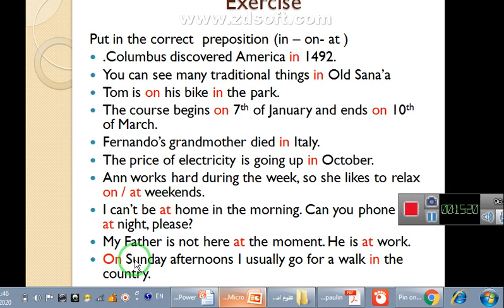On Sunday afternoons، هنا Sunday it means what؟ يوم الأحد، فبستخدم معاها on. Okay, I usually go for a walk. عادة أذهب للمشي. Where? in the country. أمشي فين؟ في الكنتري، اللي هي في الضواحي تبع المدينة. So I'm going to use here in، لا on ولا at.